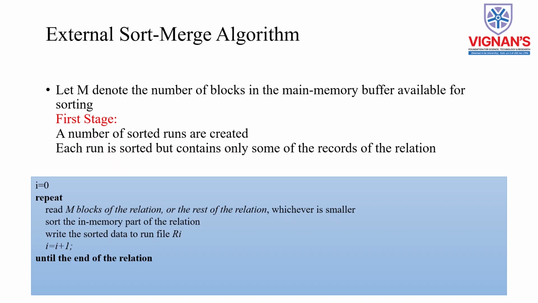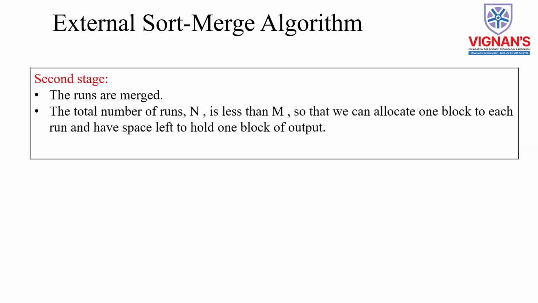Then we repeatedly read M blocks of the relation, or whatever data is left if it's smaller. We sort this data while it is in memory. After sorting, we write the result into a run file called R_i. Then we increase i by 1. We repeat this process until we reach the end of the relation. Now continue with the second stage.